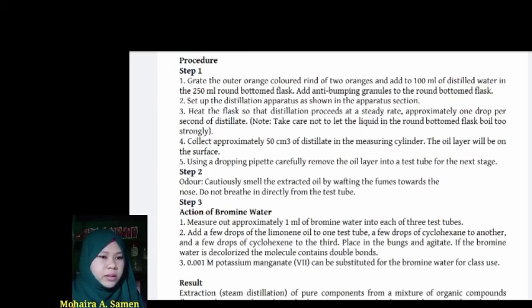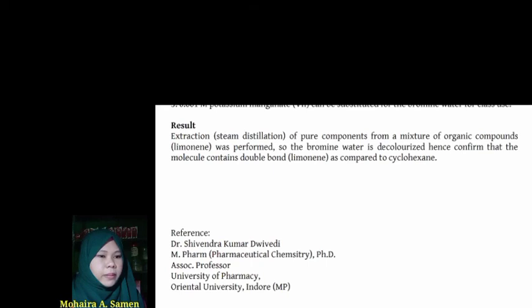Then we have the result of this technique or experiment. We achieve the extraction, or what we call steam distillation, the extraction of pure components from a mixture of organic compounds, or what we call limonene, was performed. So the bromine water is decolorized, hence confirming that the molecule contains double bonds, limonene, as compared to cyclohexane.